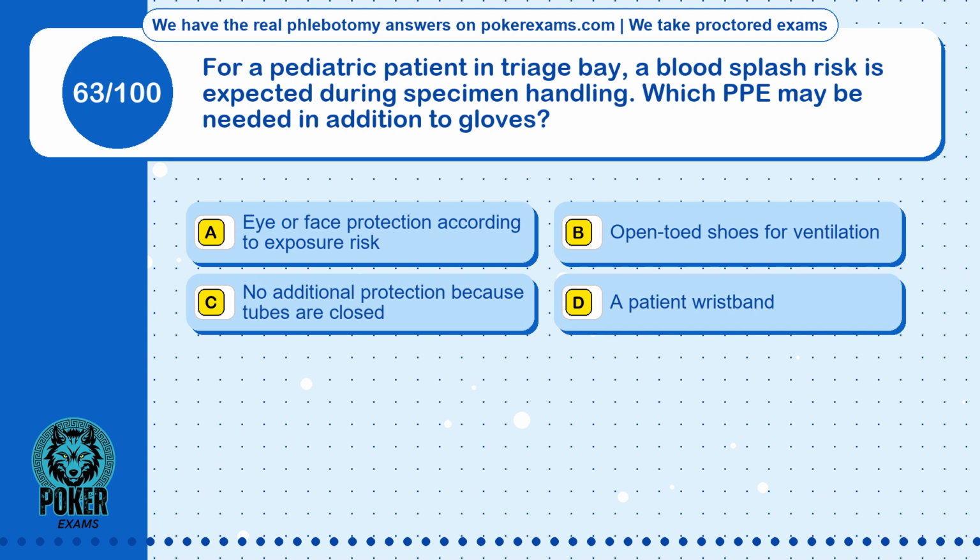Question 63. For a pediatric patient in triage bay, a blood splash risk is expected during specimen handling. Which PPE may be needed in addition to gloves? Option A. Eye or face protection according to exposure risk. Option B. Open-toed shoes for ventilation. Option C. No additional protection because tubes are closed. Option D. A patient wristband.